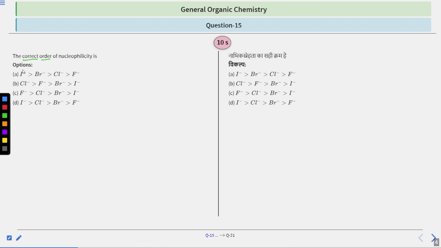Options are: most for I negative, then bromine negative, then chloride ion, then fluoride ion. Most for chloride ion, then fluorine, then bromine ion, then iodine ion. Most for fluoride ion, then chloride ion, then bromide ion, then iodide ion. Or most for iodide ion, then chloride ion, then bromide ion, and least for fluoride ion. You have to select the correct order. You have 10 seconds to solve this question. After that, we will see the answer.